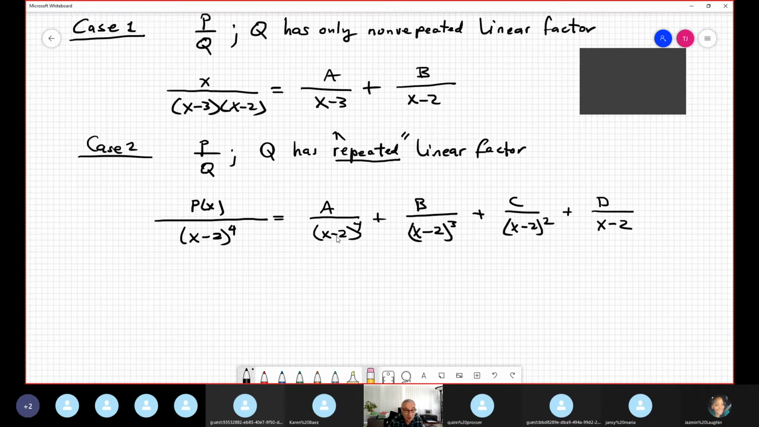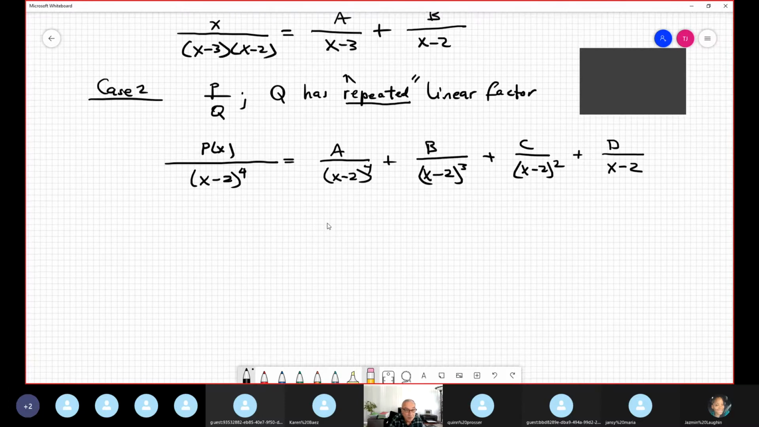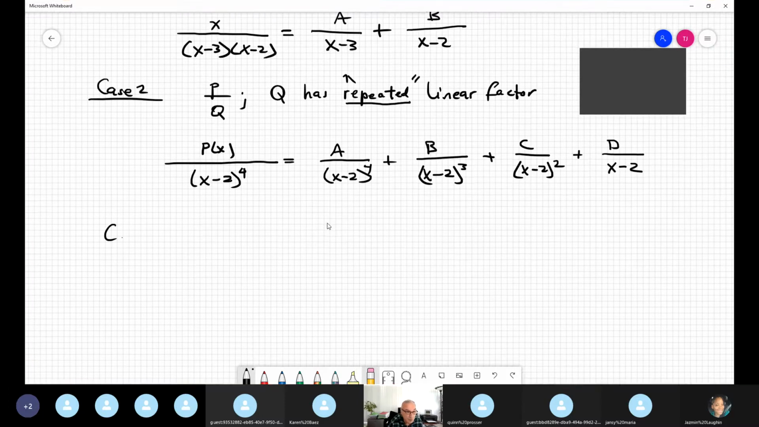Okay, unfortunately, you don't have just one partial fraction for each factor. We have several, depending on the power. Well, if the power is 2, we have 2 and 1. If the power is 3, you have 3, 2 and 1. This is the typical format. And is it the only case? No. We have the case 3.